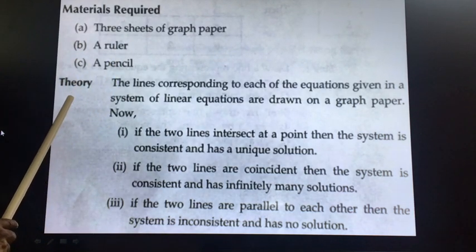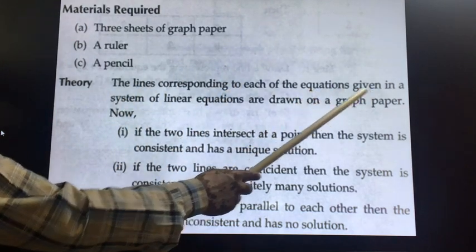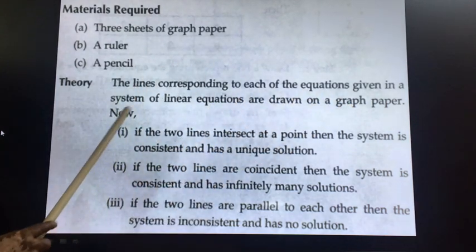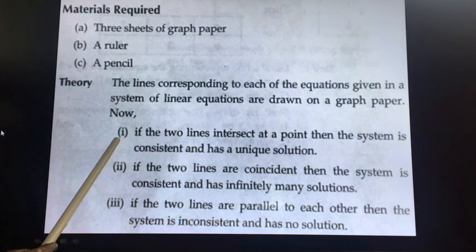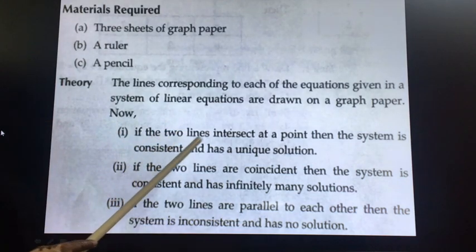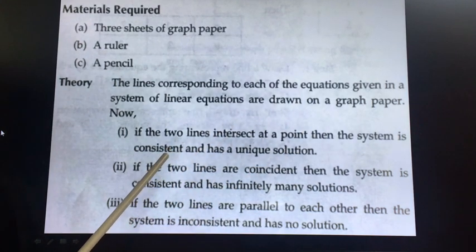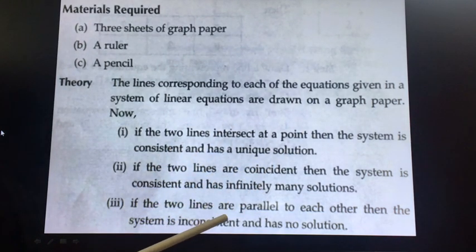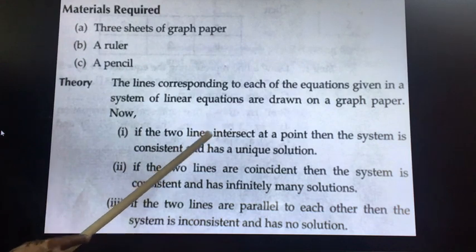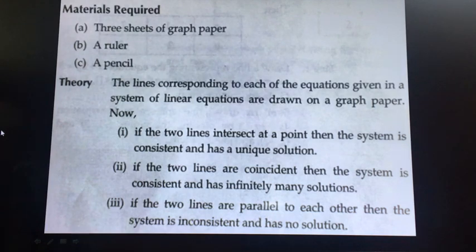The third step is theory, so in this you will write the theory. The lines corresponding to each equation in the system of linear equations are drawn on graph paper. We will draw the lines on the graph paper, and after that we will prove the following conditions. Number 1: if the 2 lines intersect at a point, then the system is consistent and has a unique solution. So we will plot a graph and see whether these lines intersect or not. If they intersect, we say the system is consistent, and it has a unique solution. Unique means one solution.